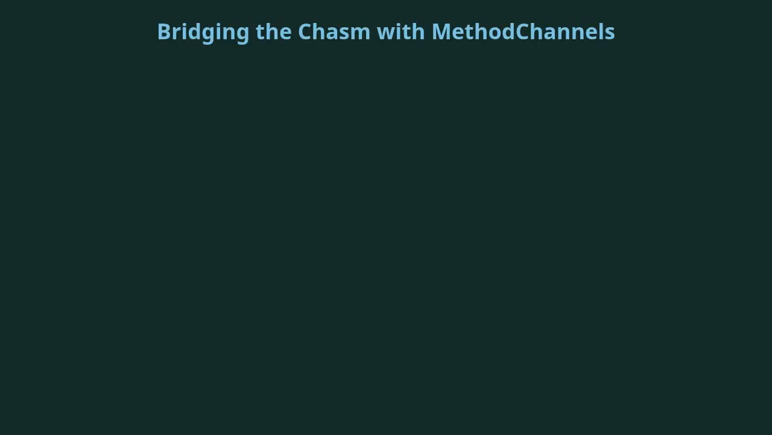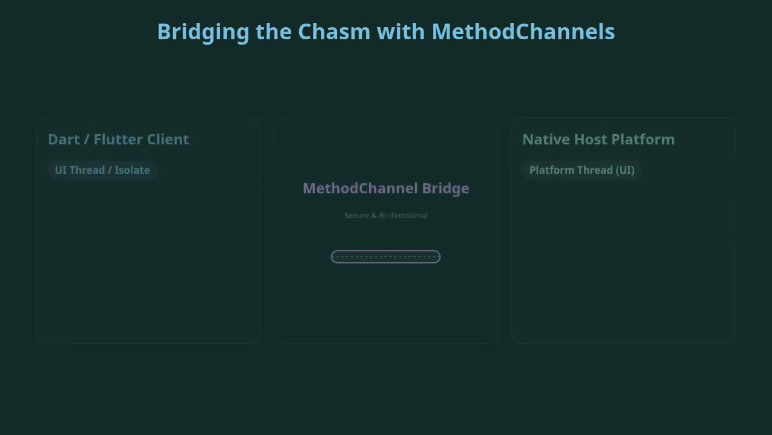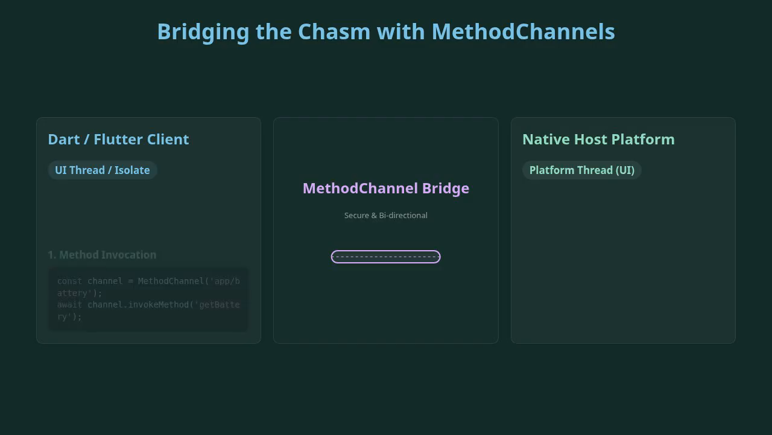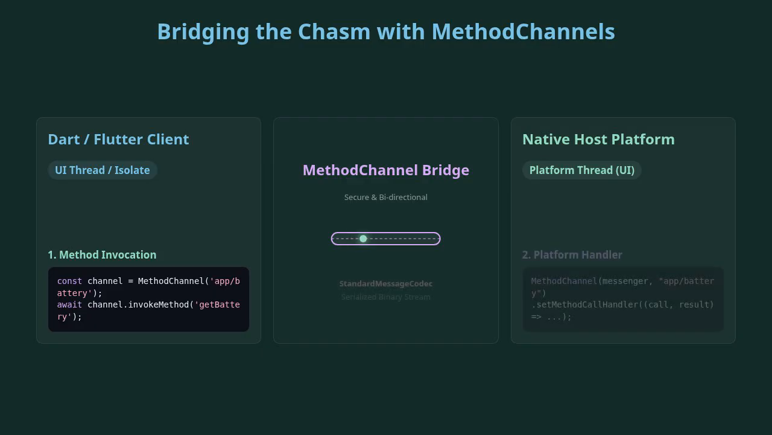To solve this isolation problem, Flutter introduces a mechanism called platform channels, specifically the method channel API. Think of a method channel as a secure, bidirectional pipe passing standardized messages across a native bridge. On the Dart side, you invoke a method named getBatteryLevel with an asynchronous call. Flutter serializes this request into binary, sends it across the host boundary, and deserializes it on the native side.